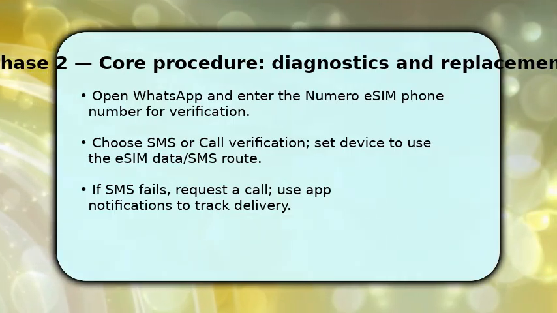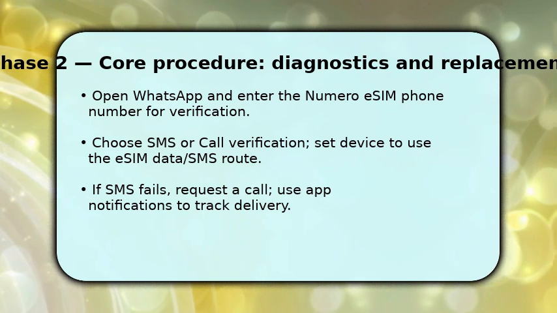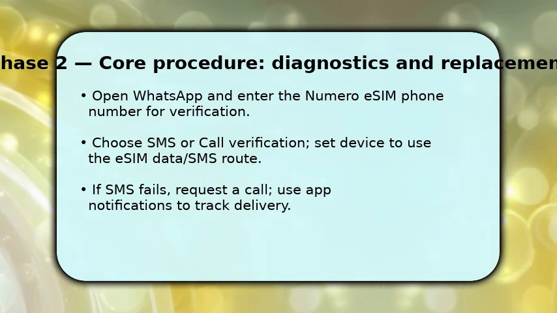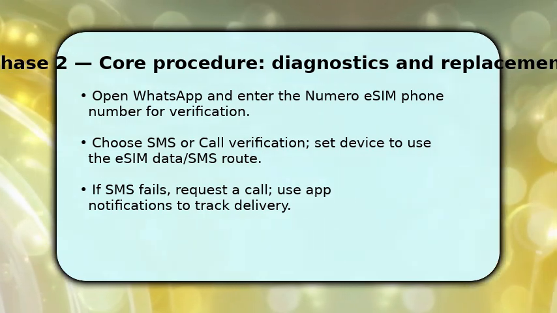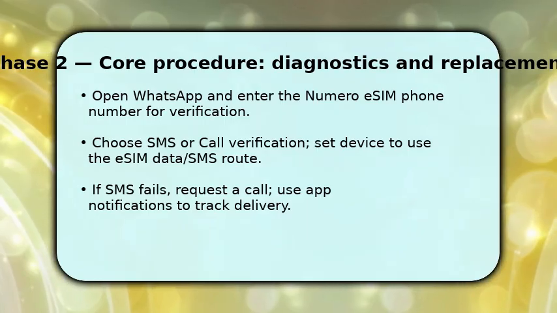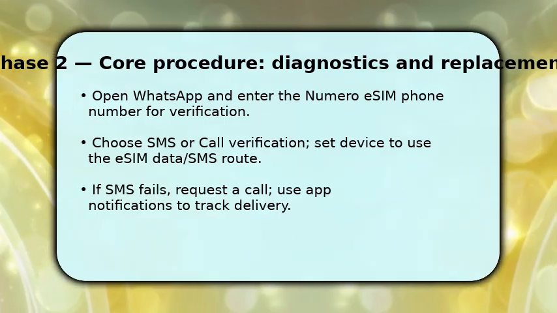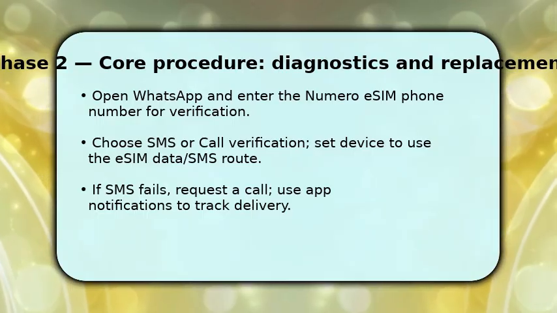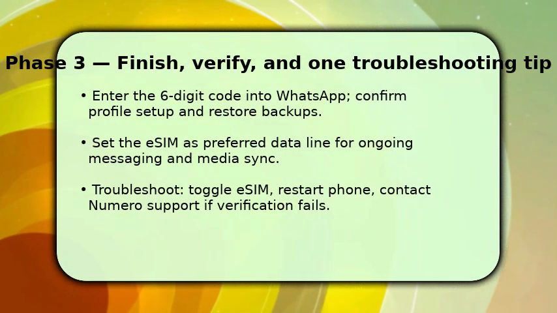If the SMS doesn't arrive within a minute, request the verification call. Answering that automated voice will read the code. These steps are how WhatsApp confirms control of the number. After receiving the 6-digit code via SMS or voice call, type it into WhatsApp to complete verification.